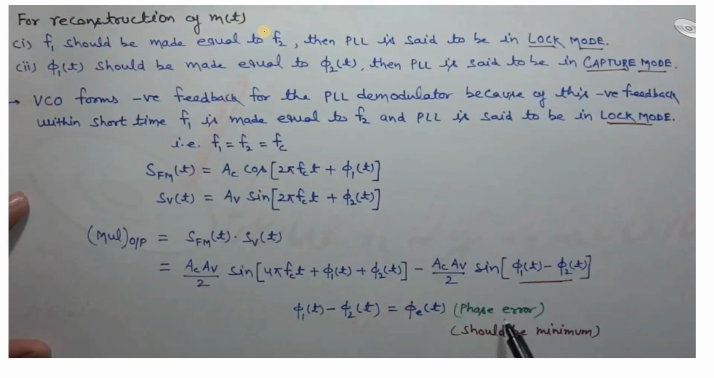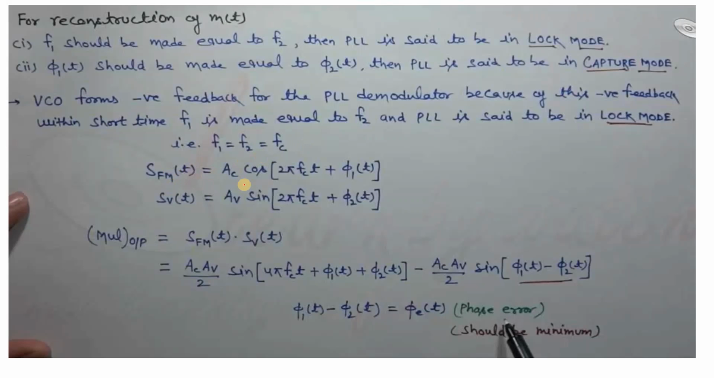Then for the reconstruction of m of t, we have to follow some conditions. Okay, f1 should be made equal to f2. Then the PLL is said to be in lock mode. Okay, phi 1 of t should be made equal to phi 2 when the PLL is said to be in capture mode. The VCO forms negative feedback for the PLL demodulator. Because of this negative feedback, within a short time f1 is made equal to f2 and the PLL is said to be in lock mode. Then f1 is equal to f2 is equal to fc.